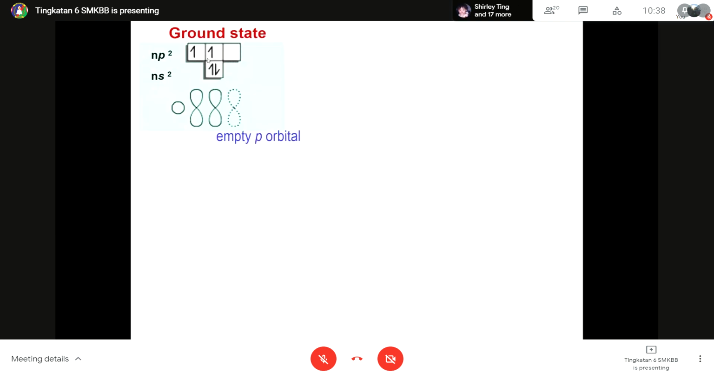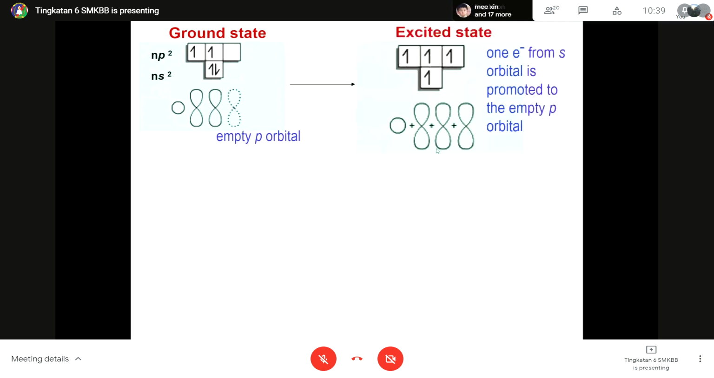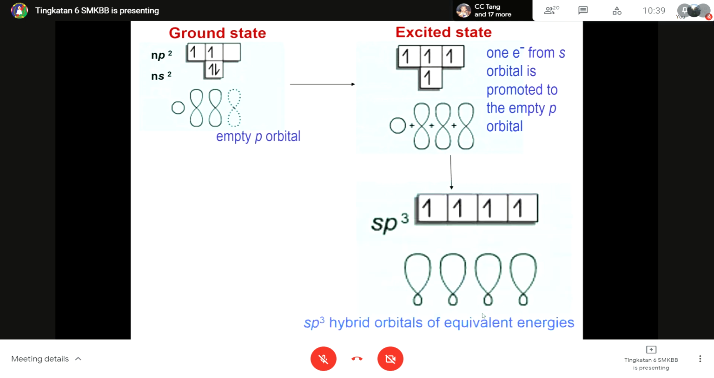Of the 3 p orbitals, 2 are already filled with single spins and the other one is still empty. When it becomes excited and undergoes sp3 hybridization, one of the electrons from the s orbital is promoted to that empty p orbital. Once this takes place, all 4 electrons are equivalent in terms of energy. That means they are degenerate, all having the same energy level, and that is what we call sp3.